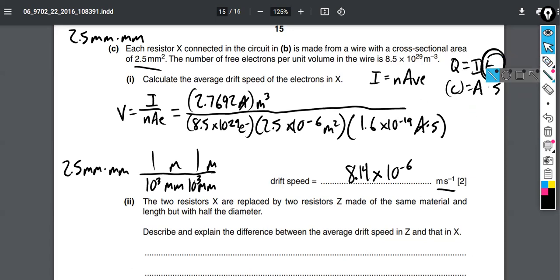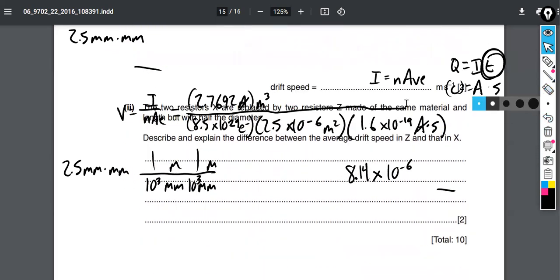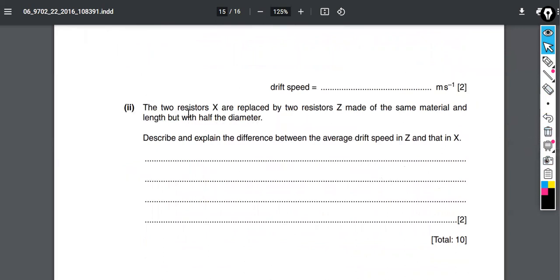All right, the very last part of this paper asks us to consider what's going to happen if we decrease the diameter of that wire. So it says the two resistors X are replaced by two resistors Z made of the same material and length, but half the diameter. Describe and explain the difference between the average drift speed in Z and that in X. And so we had the equation I over nAe, which gives us the velocity.